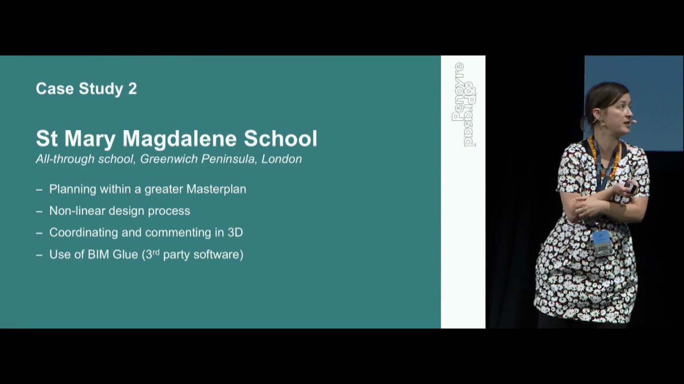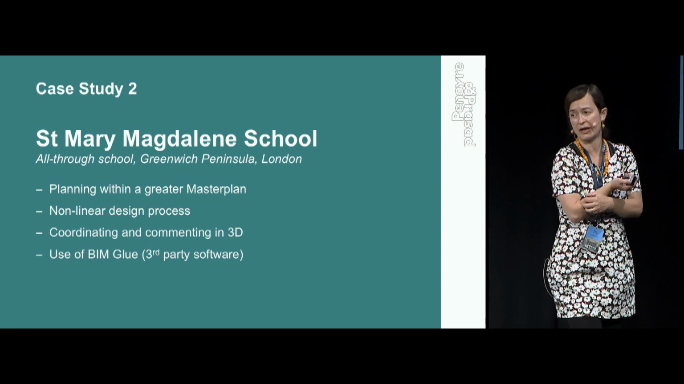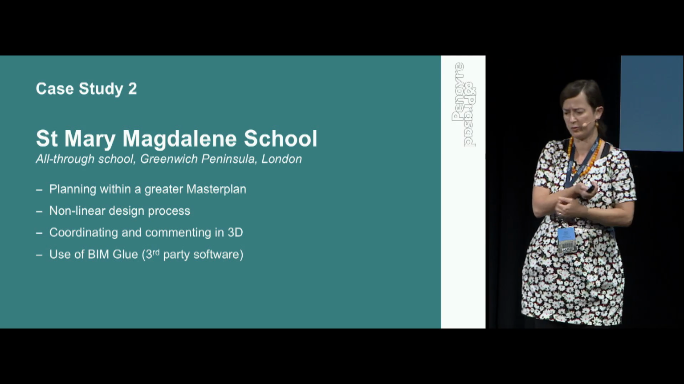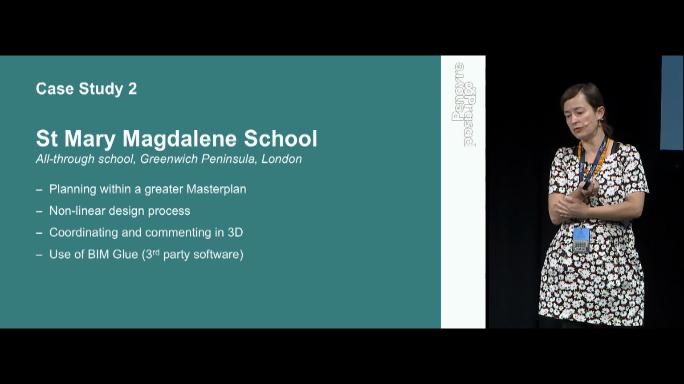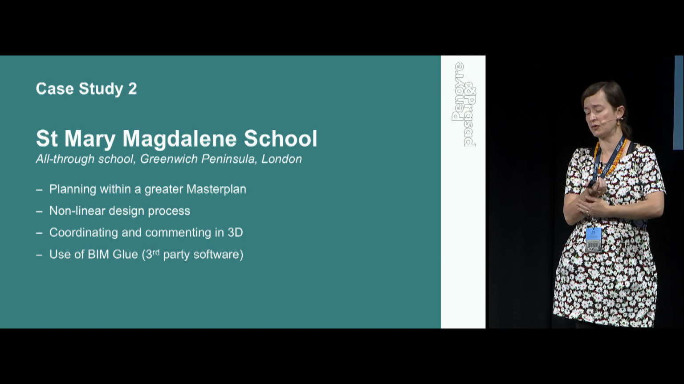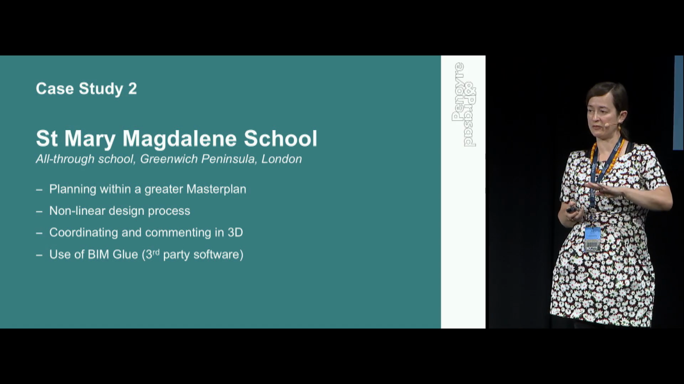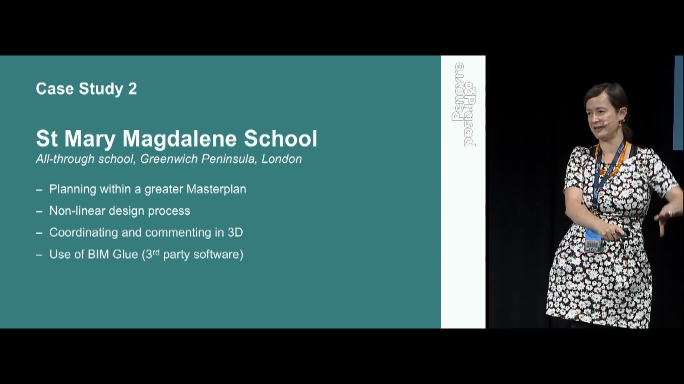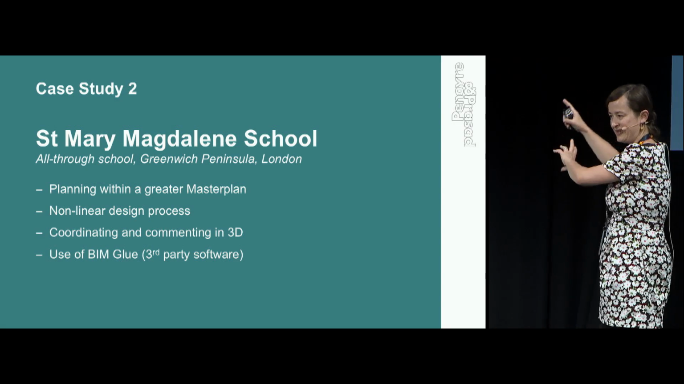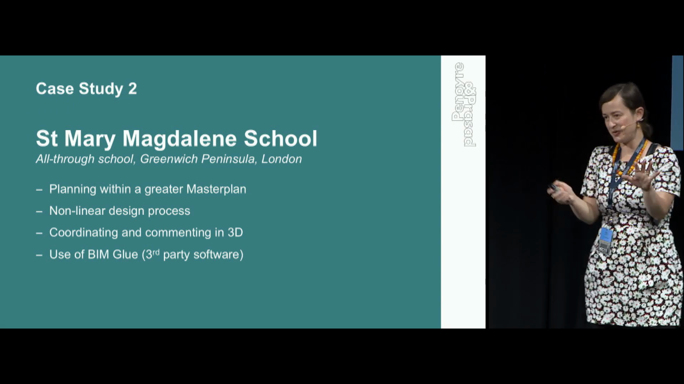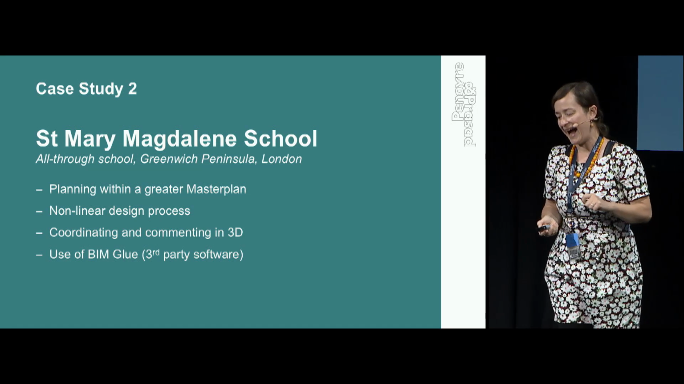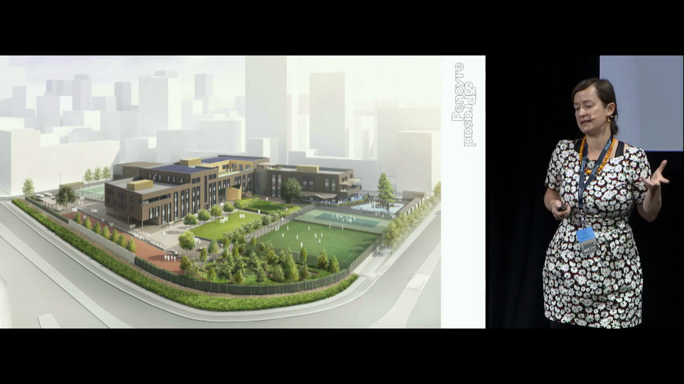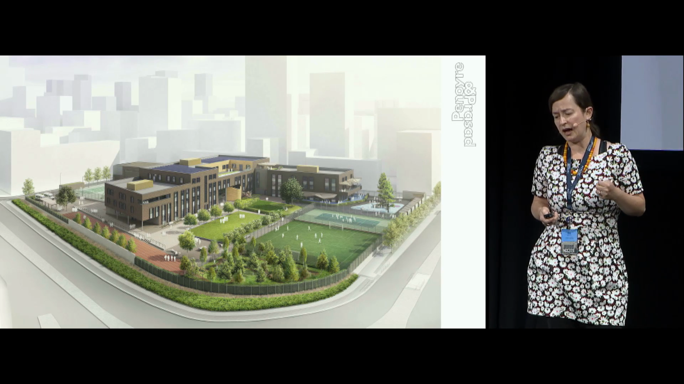Next case study is a project I worked on at the start to get it through planning and make it work, because it was a really, really troublesome project. This is an all-through school, St. Mary Magdalene School. All-through school means it's from 0 to 19, basically. It's like you drop your child off at nursery age and you pick them up at 19 years old, yeah? It's a new thing in London. And it's on this incredibly busy site at the Greenwich Peninsula.